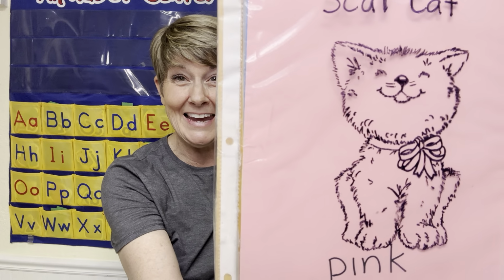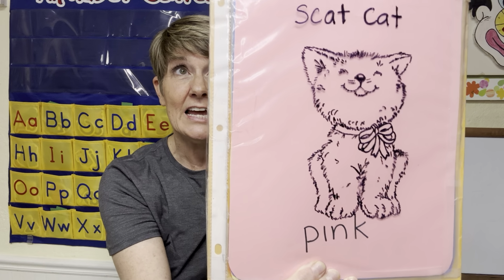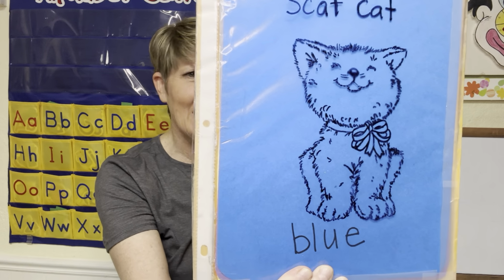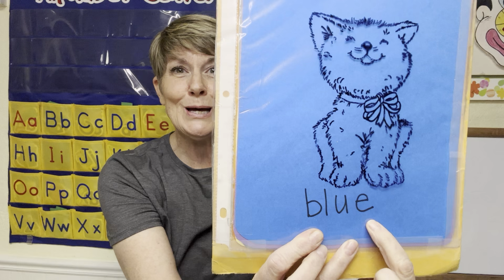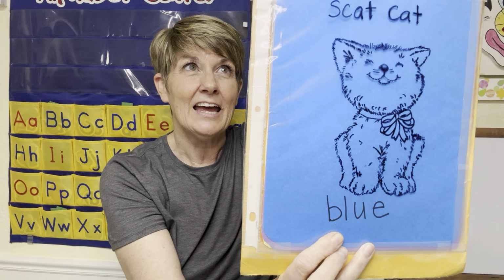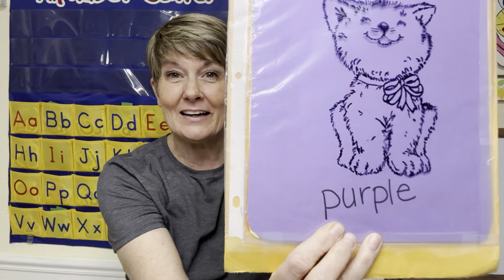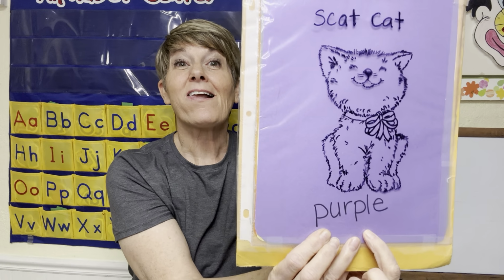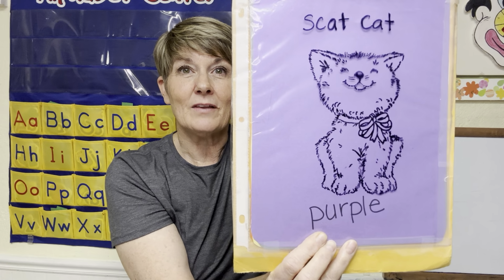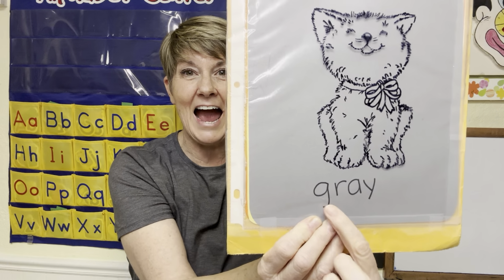Oh, look, he's pink. I'm Scat the Cat. I like it like that. If you don't like my color, you can change it just like that. Oh, what color is he now? He's blue. I'm Scat the Cat. I like it like that. If you don't like my color, you can change it just like that. Oh, look, he's purple. I'm Scat the Cat. I like it like that. If you don't like my color, you can change it just like, oh, what color is he now?